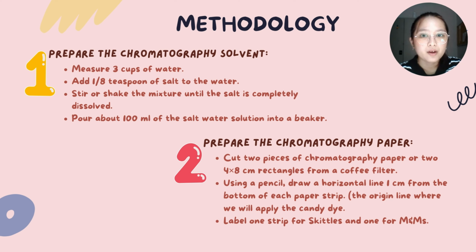Firstly, we need to prepare the chromatography solvents, and in this step, we need to measure 3 cups of water and add 1/8 teaspoon of salt to the water. Next, stir or shake the mixture until the salt is completely dissolved. Pour about 100 ml of the salt water solution into a beaker.